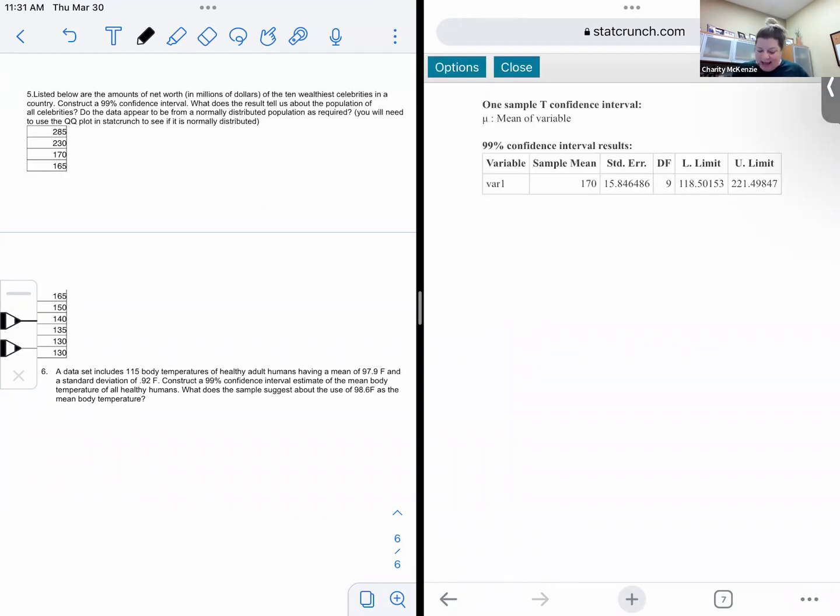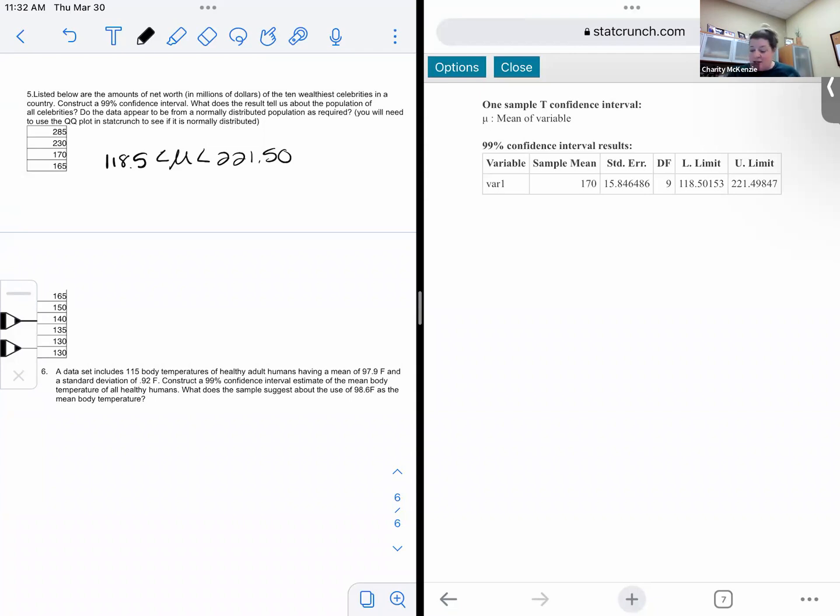Okay, so we have a confidence interval, we would say from 118.5 is less than, it's a mean, so we use our mean symbol, less than 221.50. Okay, so there's our confidence interval. Let's see what it asks us. Does the data appear to be normally distributed?